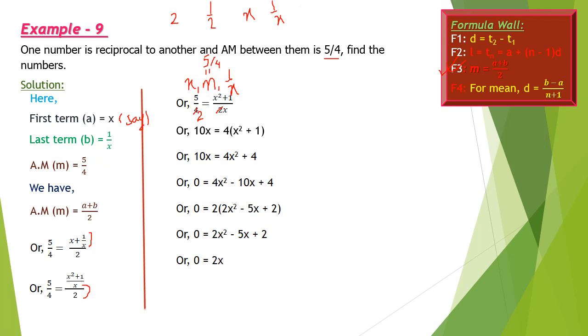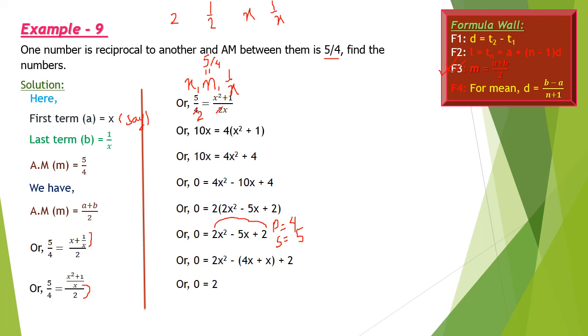0 equal to, now what will be inside the bracket here? The two numbers will be 4x plus x. Now here the product is 4 and our sum is 5. So we need two numbers whose product is 4 and sum is 5. The two numbers are 4 and 1.